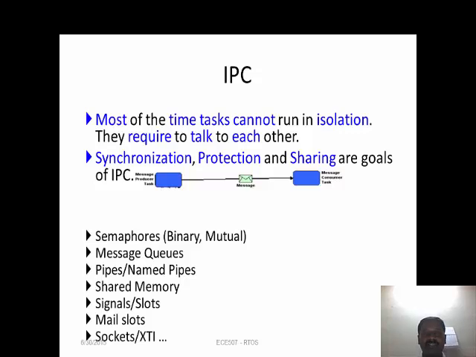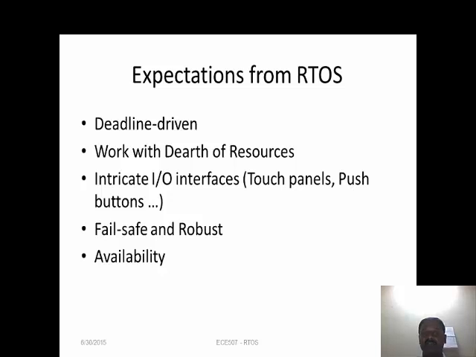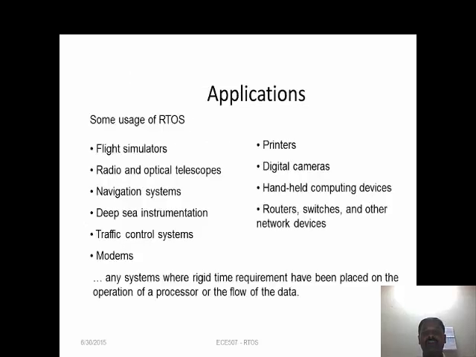We have discussed a lot about the IPC expectations from an RTOS. Of course, the deadline has to be met, so that's why it is indicated as a deadline driven operating system. Work with limited resources. Intricate I/O interfaces. For example, in our mobile phones today, we have touch panels with different sensitivity levels, push buttons. There has to be a fail-safe scenario. What happens if your mobile Android crashes? Is there a fail-safe boot available? Of course, it has to be robust, with availability at different junctions.